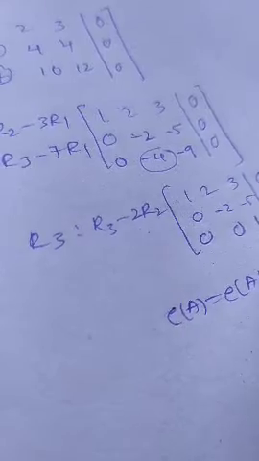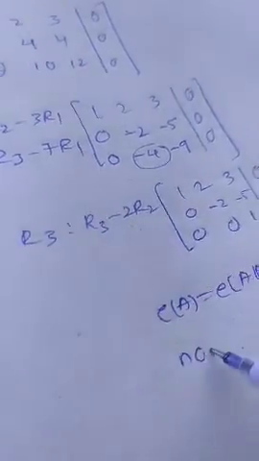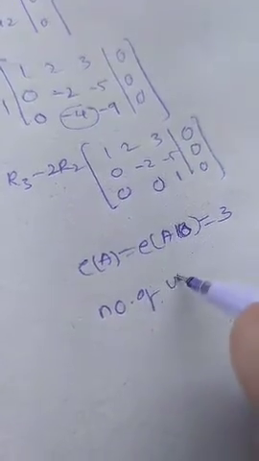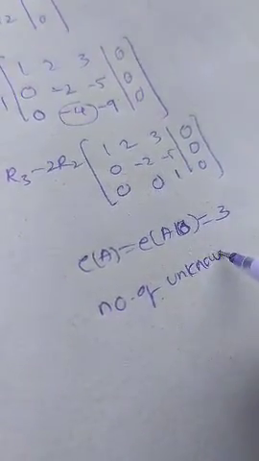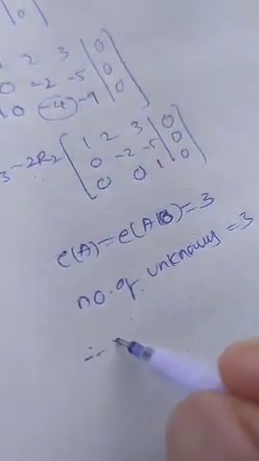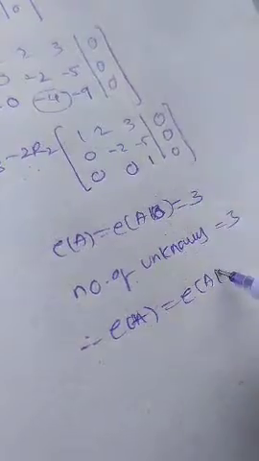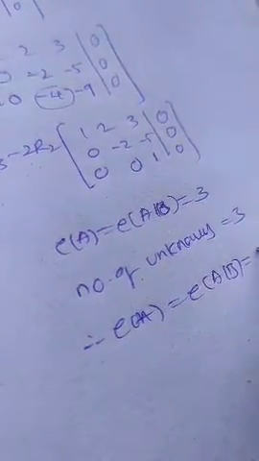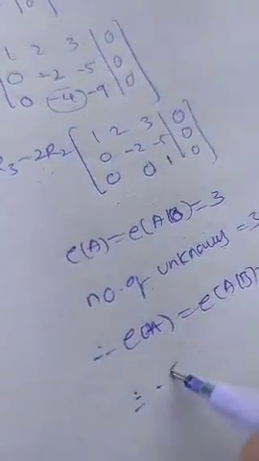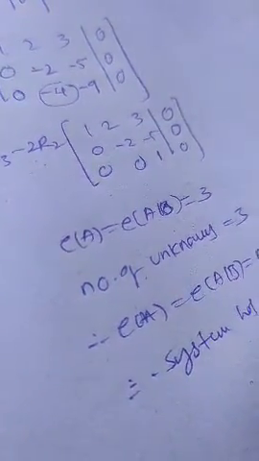Rank of AB is 3 and the number of unknowns is also 3. So therefore rank of A equals rank of AB equals n. Therefore the system has a unique solution.